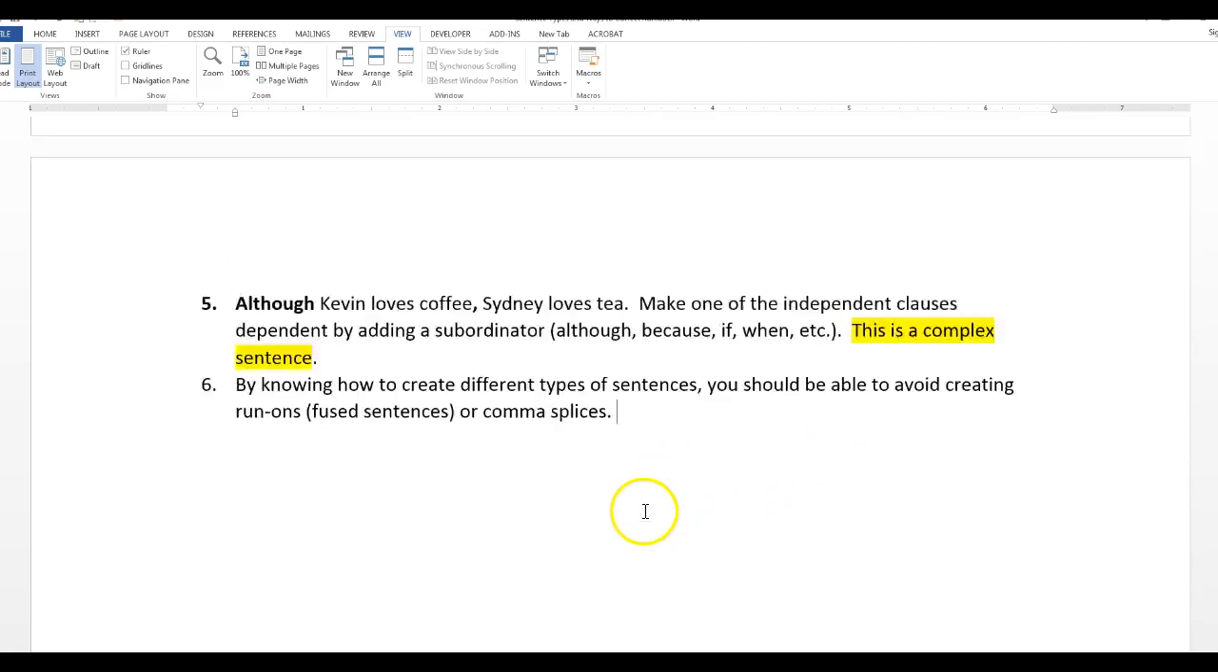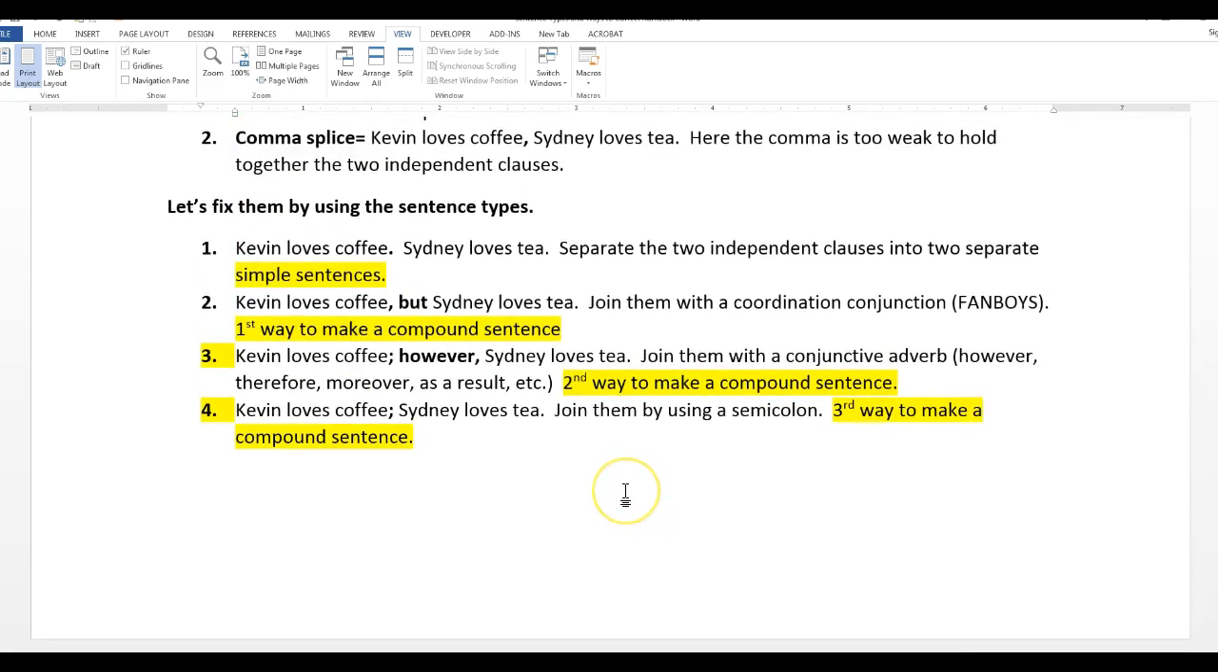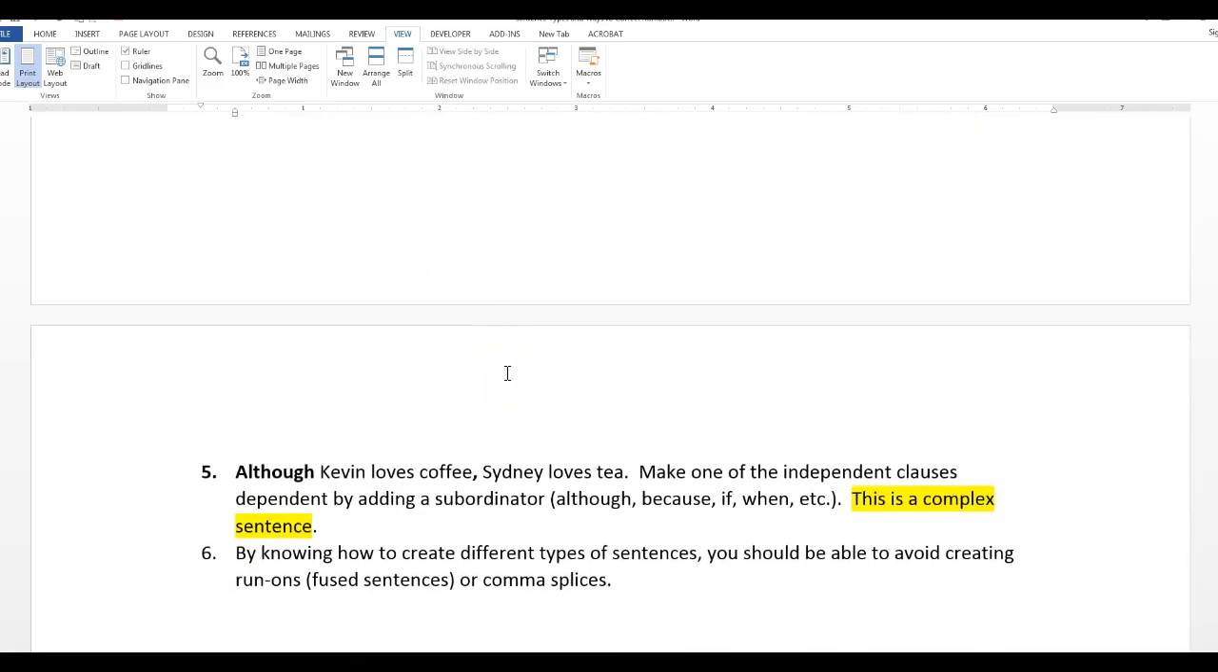So, if you know how to create the sentence types, you will know how to avoid comma splices or run-ons. However, when you're editing your papers, if you do see a run-on or a comma splice, here are 5 ways in order to fix them.